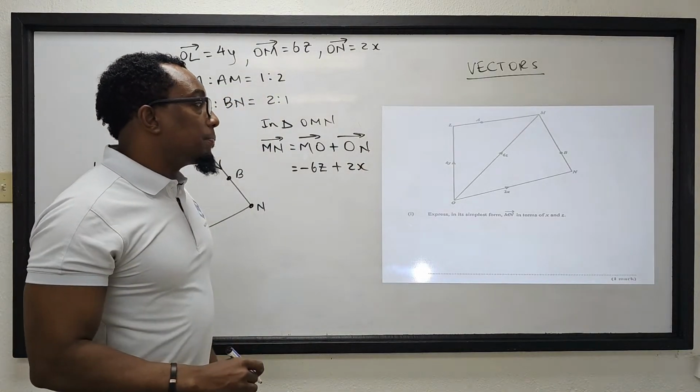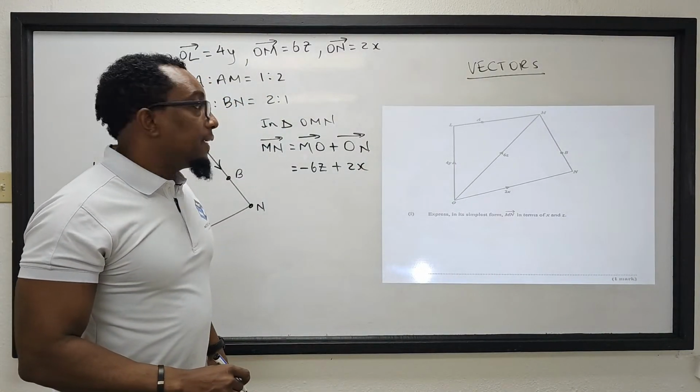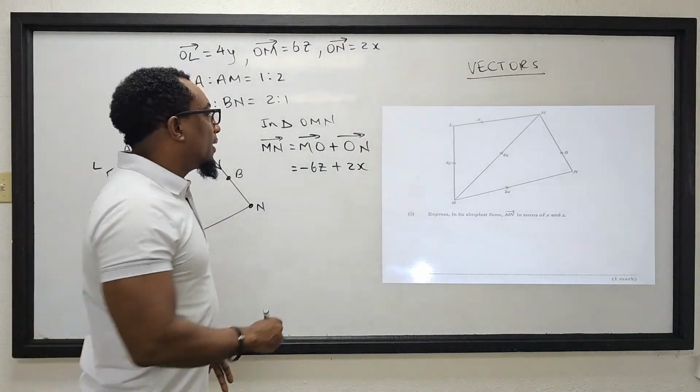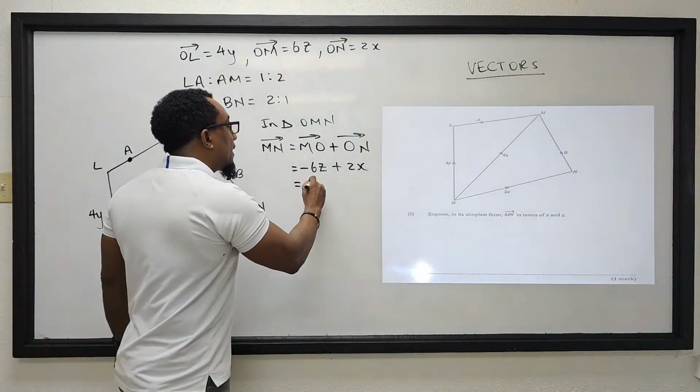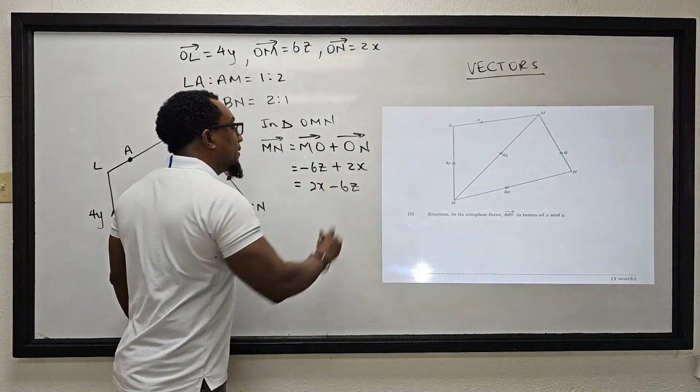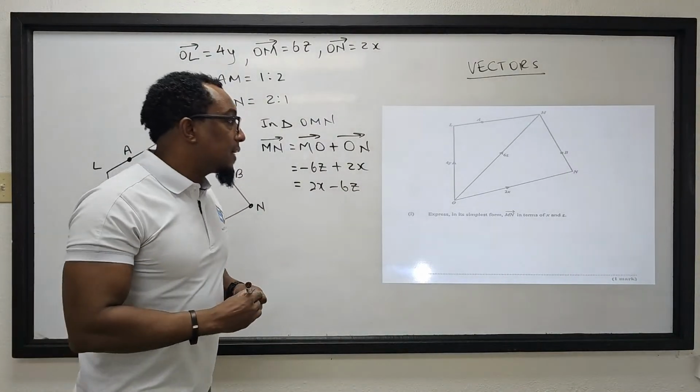So this is expressing vector MN in terms of x and z. You can write it in terms of the order of the letters of the alphabet. You can write it as 2x minus 6z. So you can state your answer like that. So that's part 1.